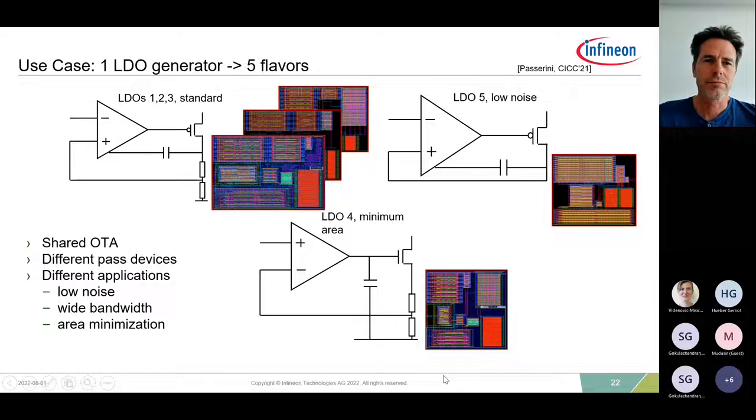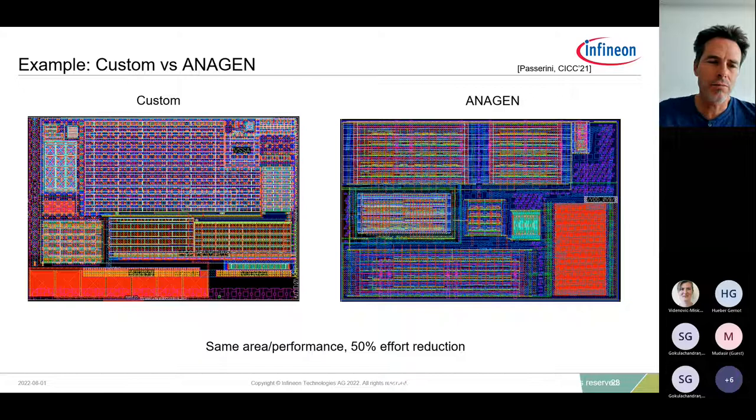In the end, we also did a comparison for one of these with a full custom layout. And as you can see here, for this example, we achieved the same area and performance, fulfilling the same requirements, but in the end achieving 50% effort reduction. There is a big debate, or we are still learning, on what are good IP building blocks where you can apply this, where you really can achieve the same area. Sometimes you even achieve less area, especially if the initial custom-made design was quick and dirty and not fully optimized. Then if you run optimization algorithms in the automated approach, you gain here.